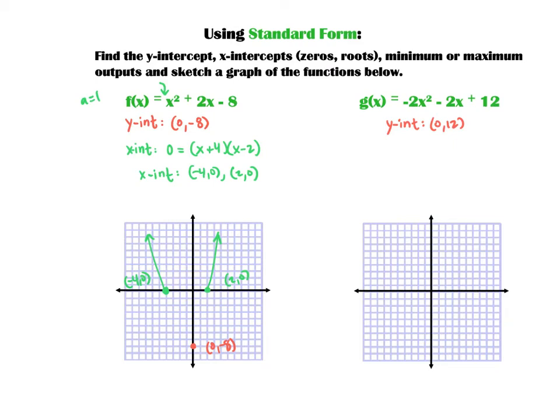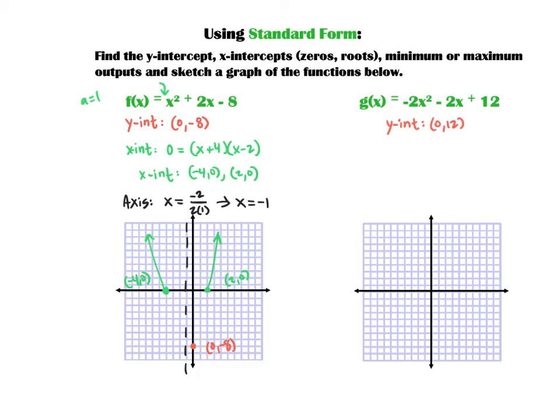I could use for my axis of symmetry, I could say that x equals -b, which is -2, over 2a, which is 2 times 1. So that would tell me that my axis of symmetry would be at x equals -1. But x equals -1 is also the average of my x-intercept values. So this is where the axis of symmetry will lie.